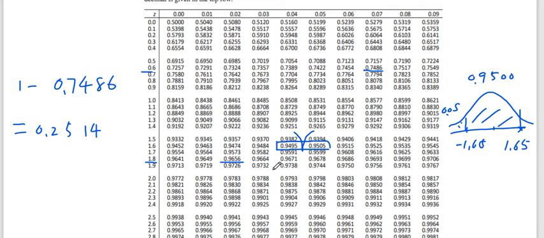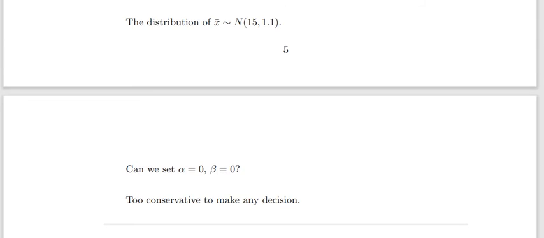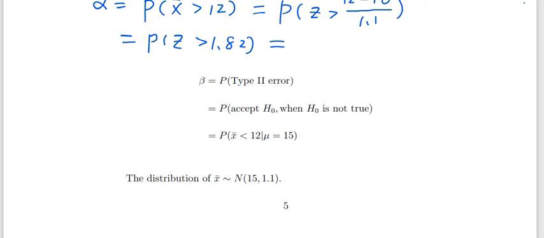So this is 0.9656. So 1 minus that equals 0.0344. So we say alpha equals 0.0344.